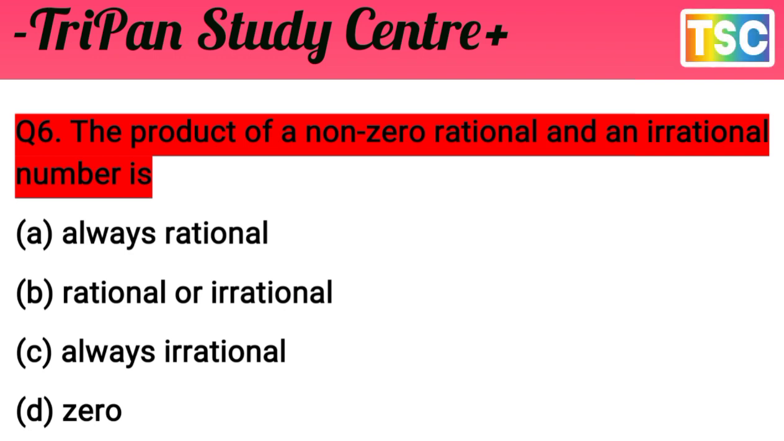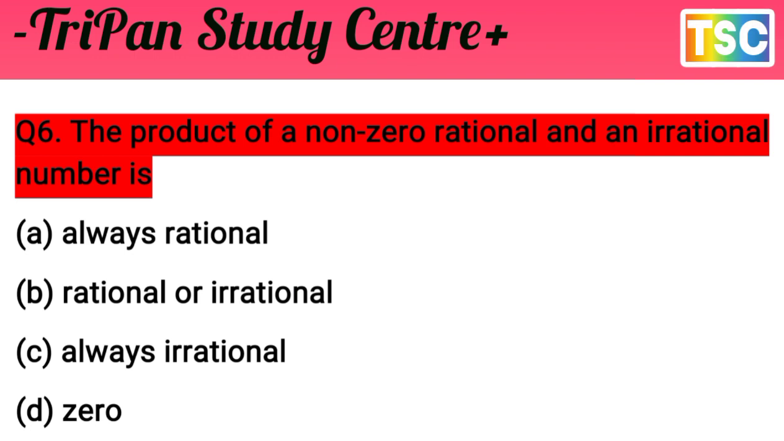That's an important MCQ here. But first of all, test your knowledge. I give you a few seconds to think about this answer. You must have a thought of your answer. Let's see what the answer is for this question. The question is clear: the product of a non-zero rational and irrational number is?